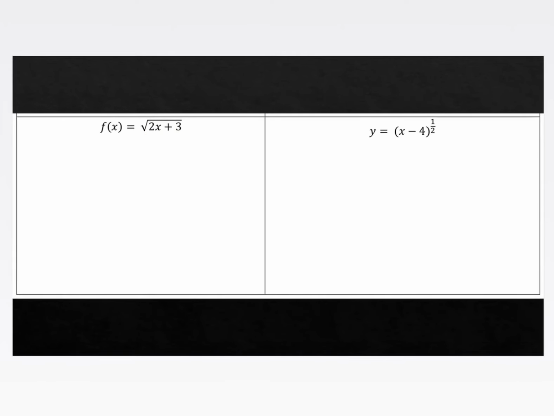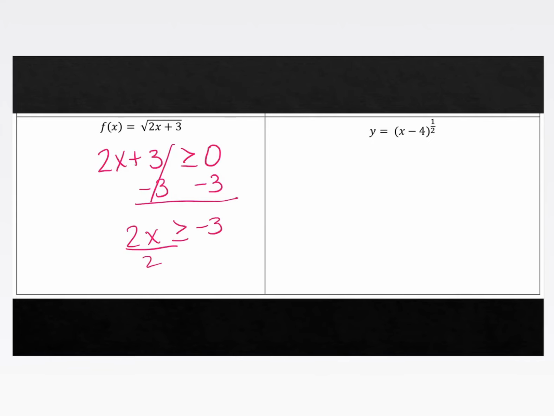Two more examples. F of x equals the square root of 2x plus 3. So 2x plus 3 must be 0 or larger. Solve for x. Divide by 2. So x is greater than or equal to negative 3 halves. In interval notation, we have from negative 3 halves to positive infinity.